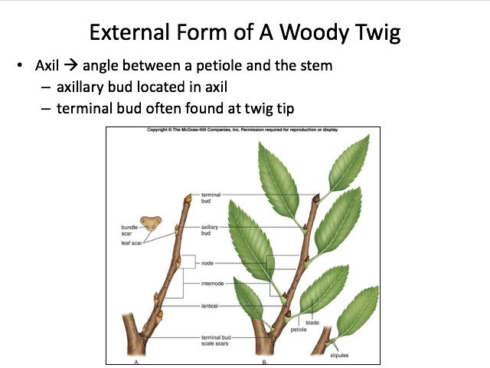Now, at that little angle where a leaf petiole attaches to the stem is where we would expect to find an axillary bud. And that axillary bud is typically going to be a region where lots of cells are dividing. Therefore, it can grow into more stem or even a flowering stem. At the tip of a growing plant, we would expect to find a terminal bud.